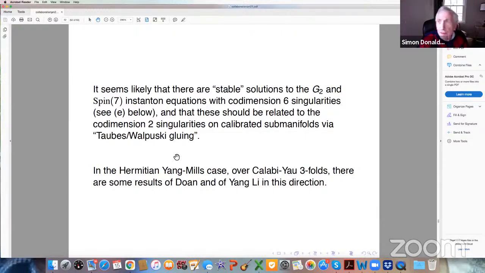There's also a discussion of this for the Hermitian Yang-Mills equations over Calabi-Yau threefolds, which interacts with algebraic geometry, because there one can express things in terms of stable holomorphic bundles. And there are some results of Alexander Doan about this kind of thing, relating point singularities on the data over curves, in that case, with reflexive sheaves over threefolds, and also other work of Yang Li describing a sort of metric picture of this procedure.